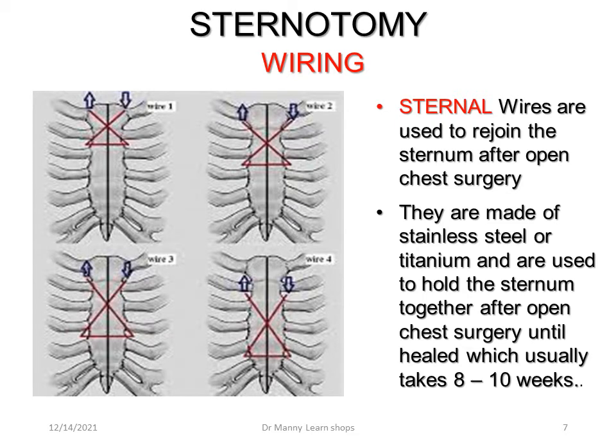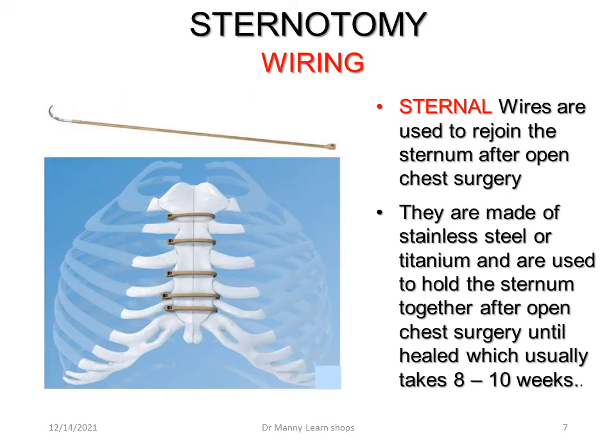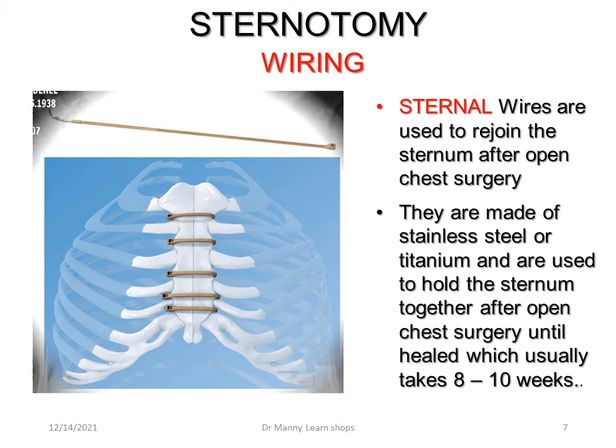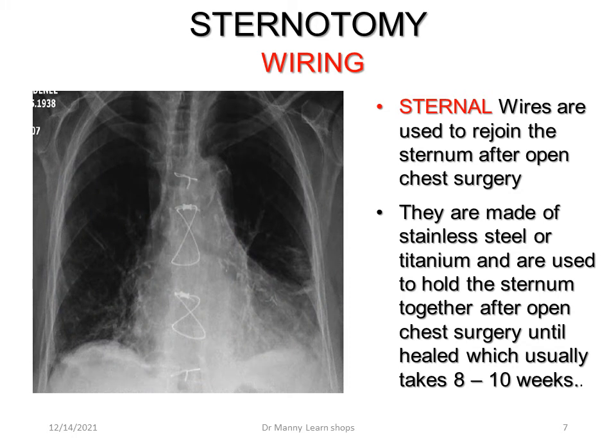Here are certain examples of different techniques that can be employed, different types of equipment, which are numerous, and typically this is how they look on chest x-ray. They're radio-opaque, the wires.